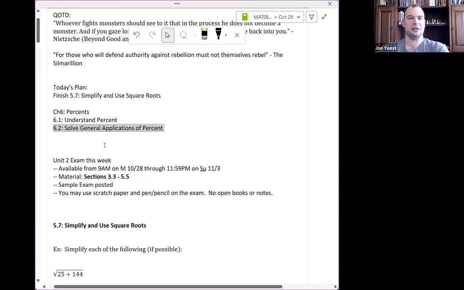And then also looking at solving applications of percent. So solving equations that have percents in them, or solving real world examples that result in percent equations.